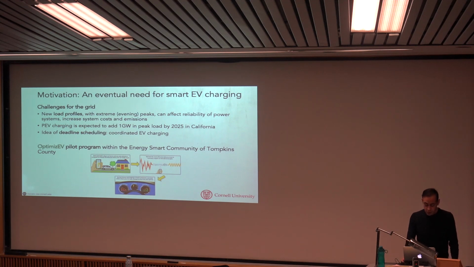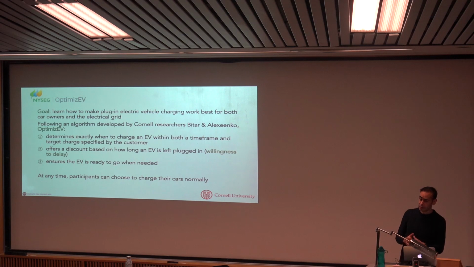So the Optimize EV pilot program is a pilot here in Tompkins County, and it's trying to do exactly that. It's a way of testing how to allow customers to exchange control over when the electricity is being delivered to the car in exchange for a rebate. So the whole idea is to learn with this pilot how we can make the electric grid work best for the customer and for the grid itself.